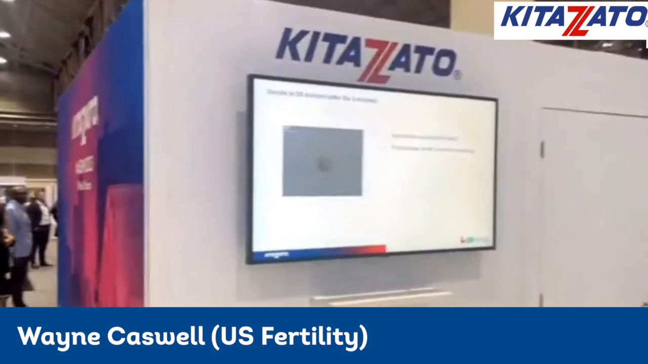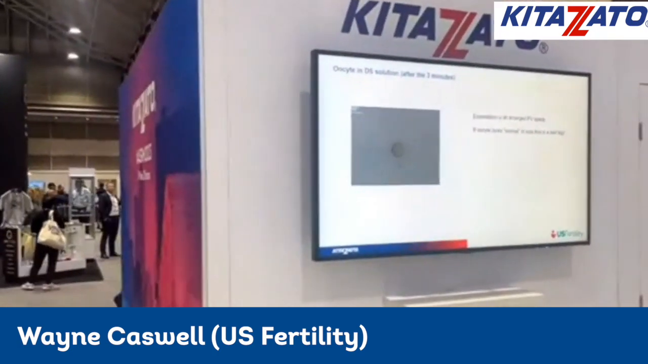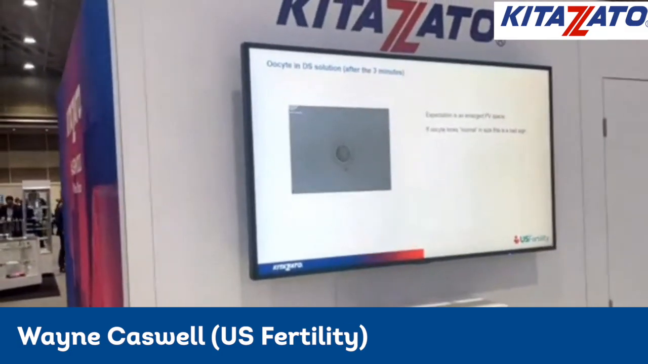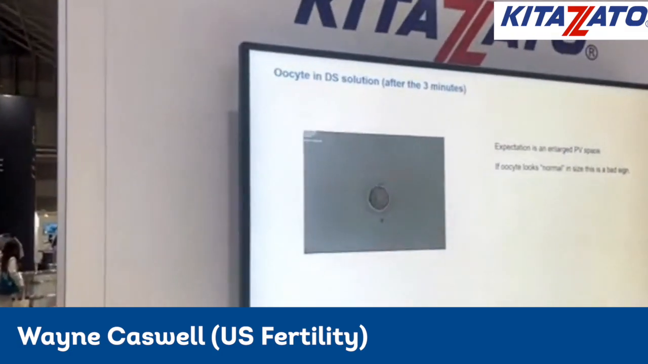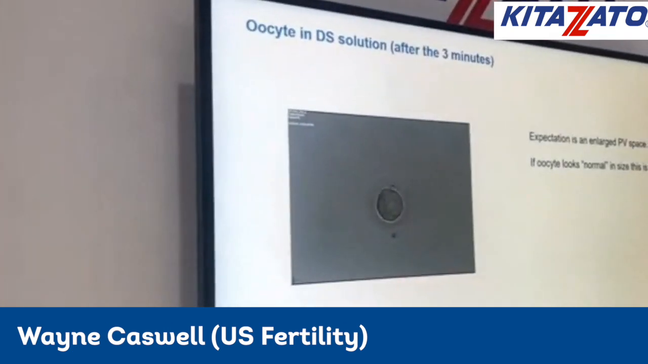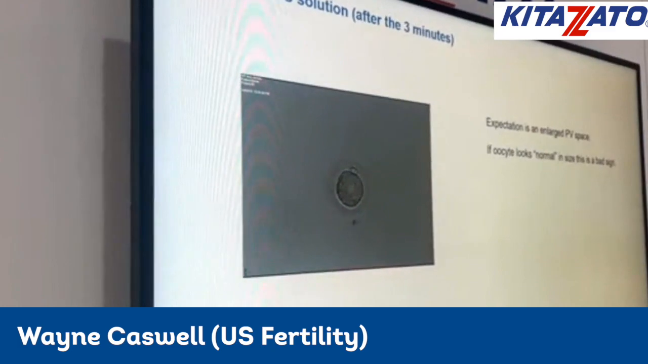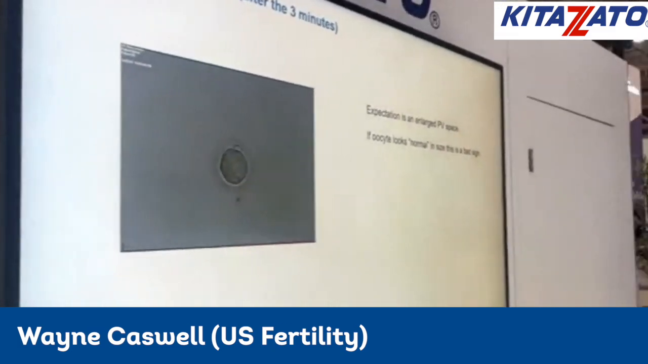So after the VS, TS step, again, we want to see the squeeze. We want to see that real good shrinkage. Next step, we go to DS, dilution solution. Dilution solution, half strength. We went from 1 molar trehalose to 0.5 molar trehalose. What's my expectation? My expectation after the 3 minutes is the cells should still be shrunken a bit because I'm still in a sugar solution. I do want to see an enlarged perivitelline space.